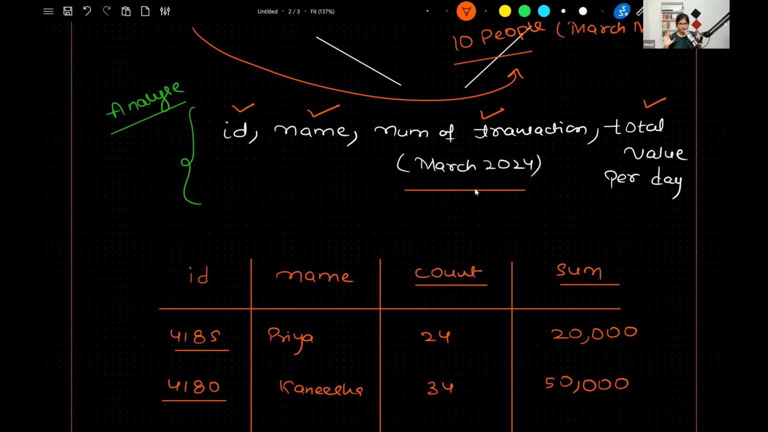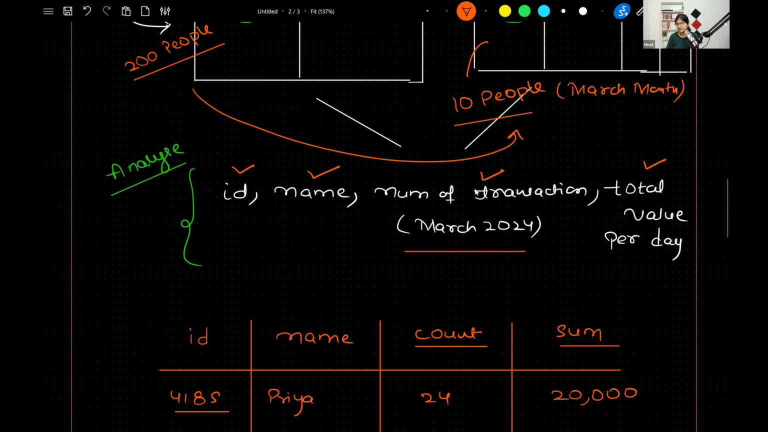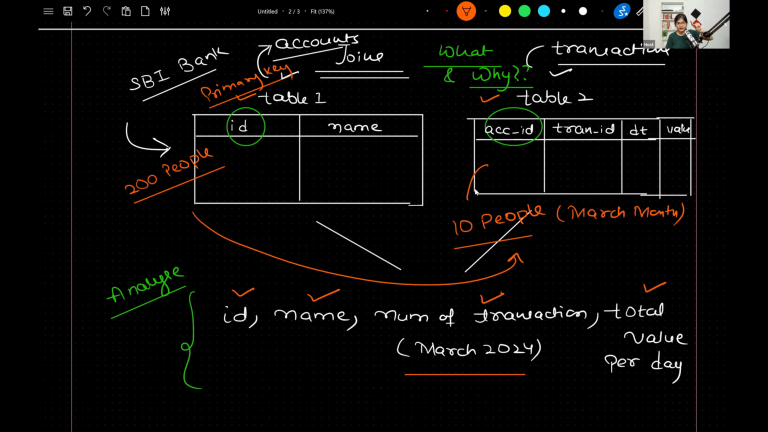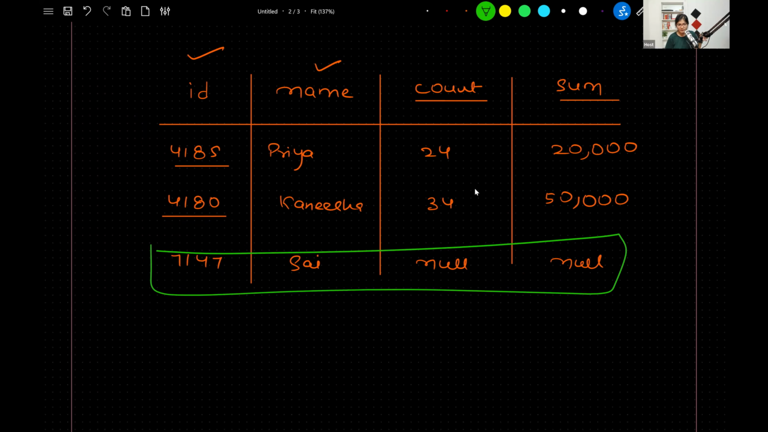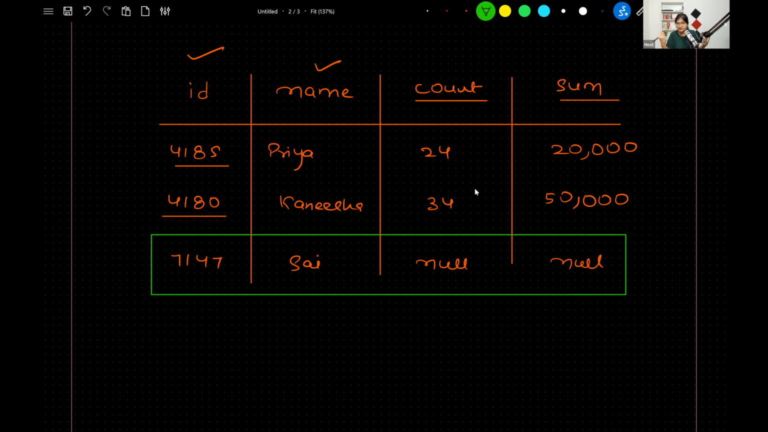Now the situation is different. I'm talking about a left join. If I consider the same situation and do the left join now, not the inner join, then how many records in the output will I be able to get? 200. Those 10 records which I got in the inner join, you will also get in this left join. But for the remaining 190 people whose account ID was pending, you will get the ID and name, but the count and sum values will become null, because for those you don't have the record, you don't have the data, you don't have the value. This is what you will get for the remaining 190 people.